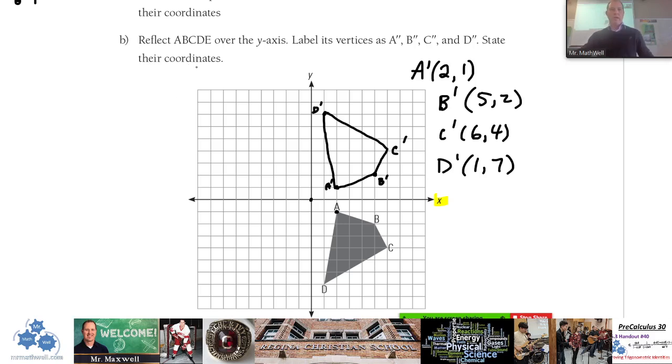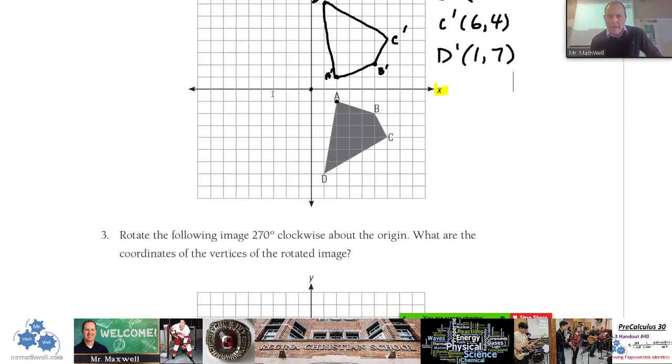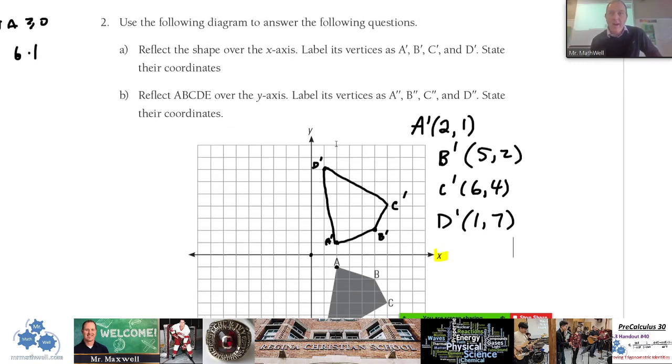Mm-hmm. B says reflect A, B, C, D, E. Did I miss one? A, B, C, D, E? Wait, what? A, B, C, D. Where's E? A, B, C, D. Is that a typo? That looks like a typo to me. Yeah. Okay, I don't think that's supposed to be there. Yeah. I kind of freaked out for a second there. I'm like, I totally missed an E.